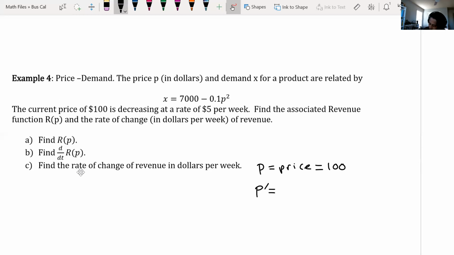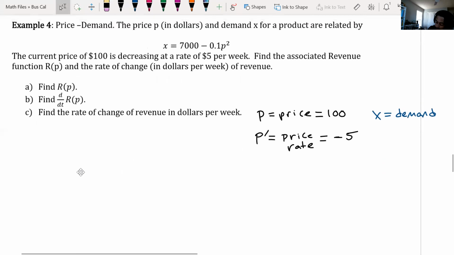So that means P prime would be the rate of price, and if it's decreasing, then that would be given by -5. Okay. And then X is the demand, but it's not giving us much after that. So X is demand. Okay. So it says find the associated revenue function, R of P, and the rate of change in dollars per week of revenue. So step A is find the revenue function.